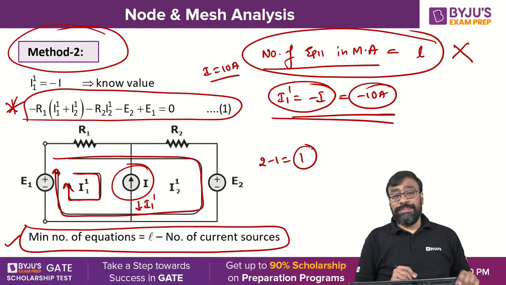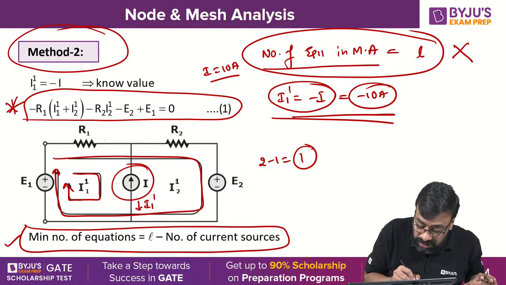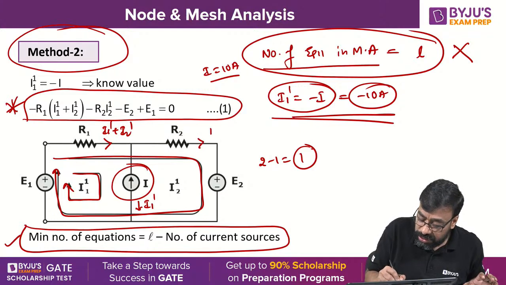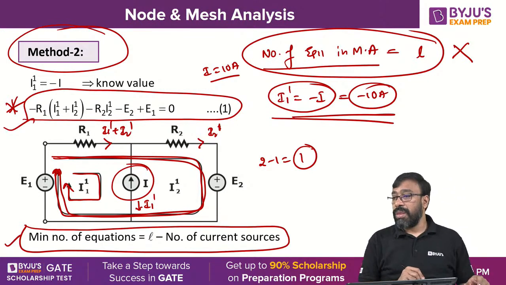Is it clear, Ashok, now? Okay. That equation I have written because here I1 dash plus I2 dash is the current. Here I2 dash. Please apply KVL in this particular loop. Then you will get this particular equation. Clear, Ashok? Okay.